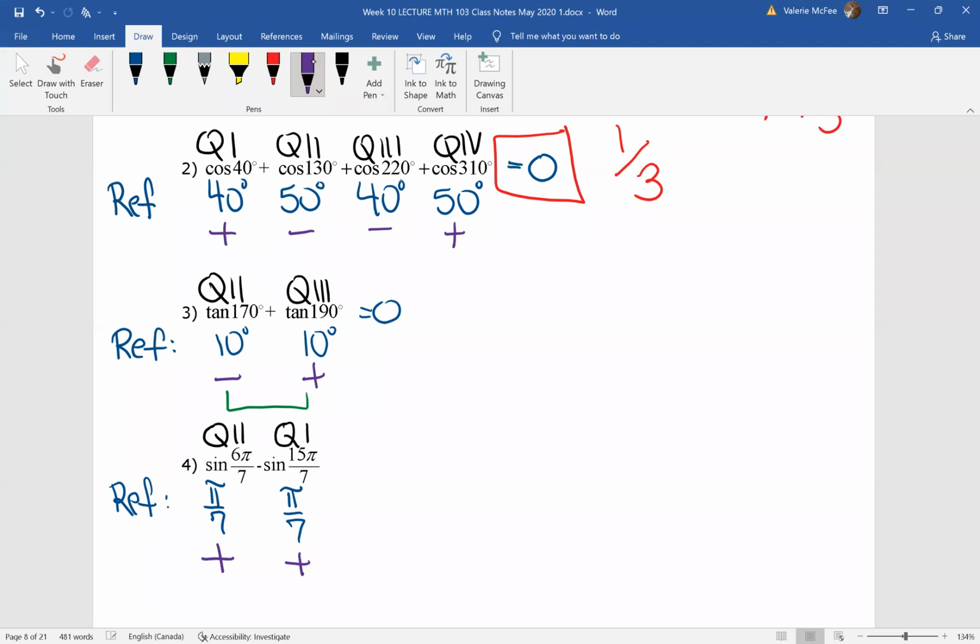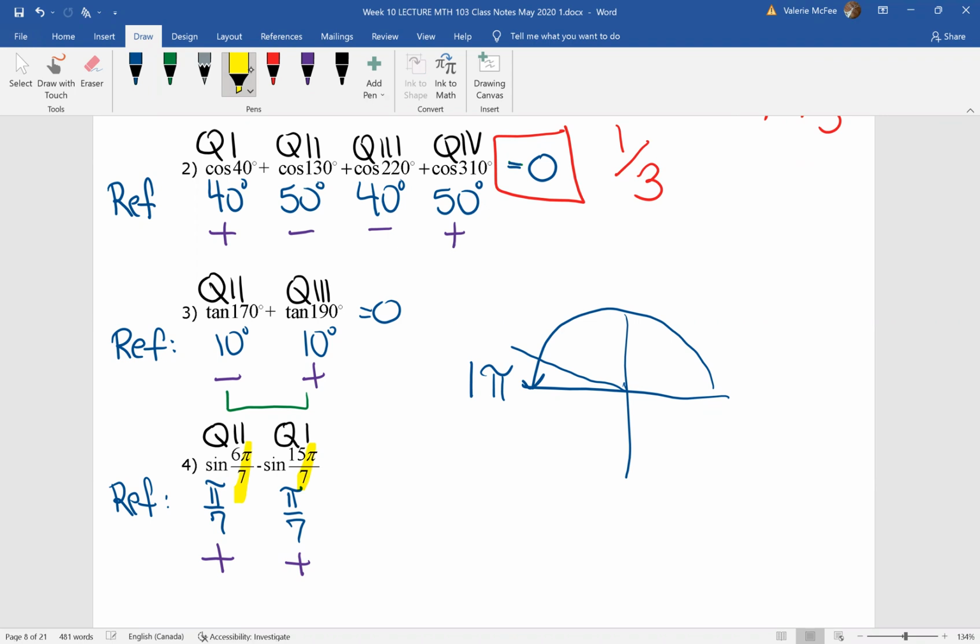I hope you were able to manage these radians. 6 pi over 7. It doesn't matter what it equals in degrees. I know that when I reach 180 degrees, this is pi radians, 1 pi radian. 6 over 7 is just a little bit less than 1 pi radian. So this was in quadrant 2, where sine is positive. I can clearly see the reference angle for each of them.